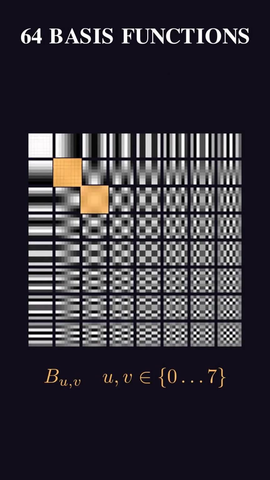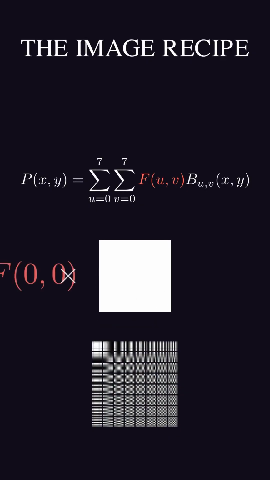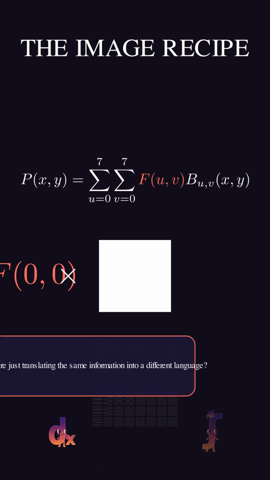Instead of raw pixels, we rewrite the block using these 64 basis functions. These are fixed patterns of increasing complexity. Think of them as the building blocks of every possible 8x8 image. We treat our image as a recipe. Every block is a weighted sum of these patterns. By finding the right weight, or coefficient, for each basis function, we can perfectly reconstruct the original pixels. We call these weights f(u,v).